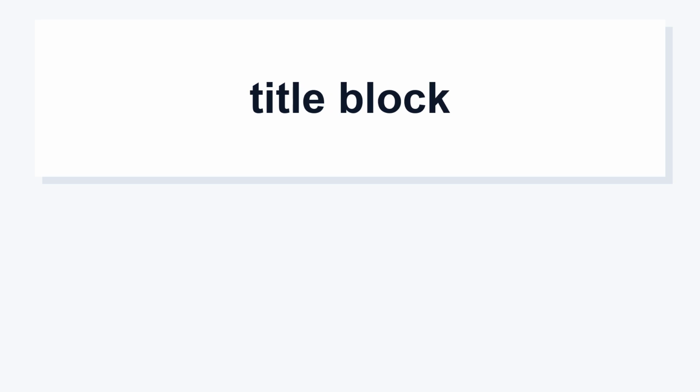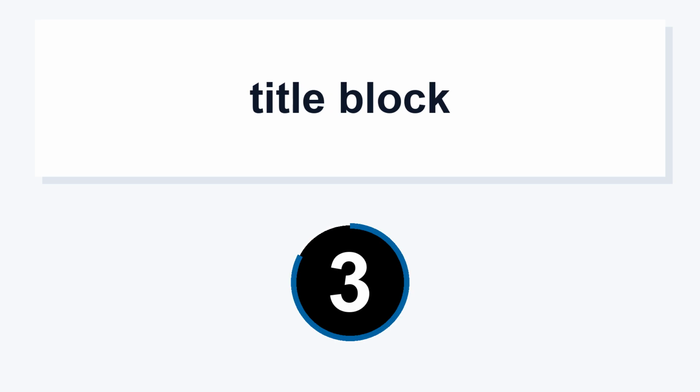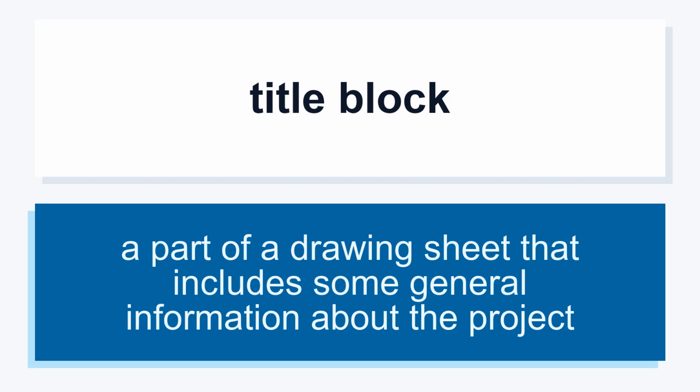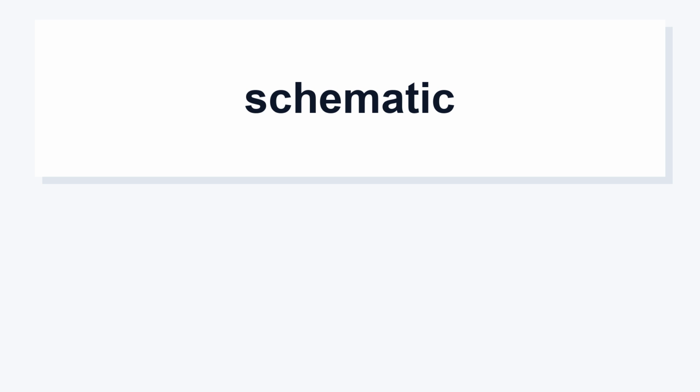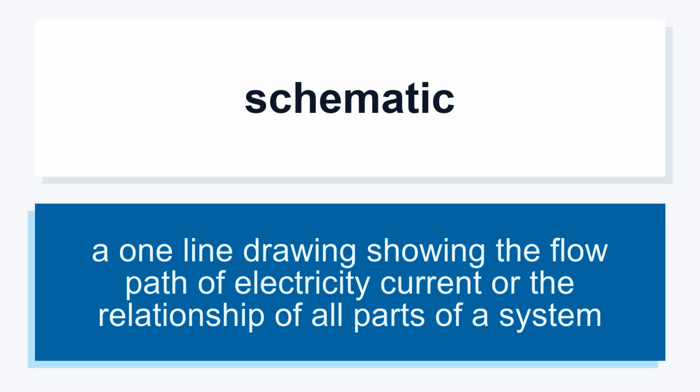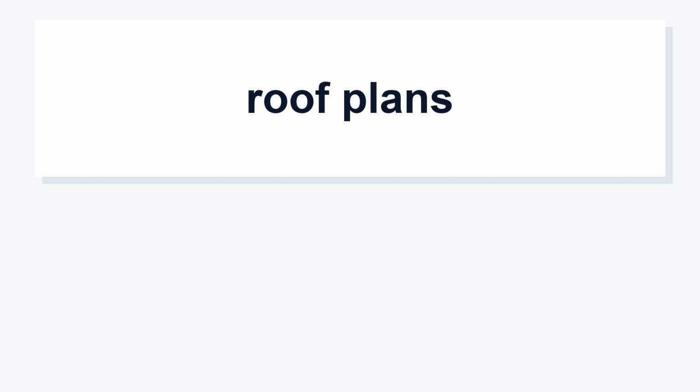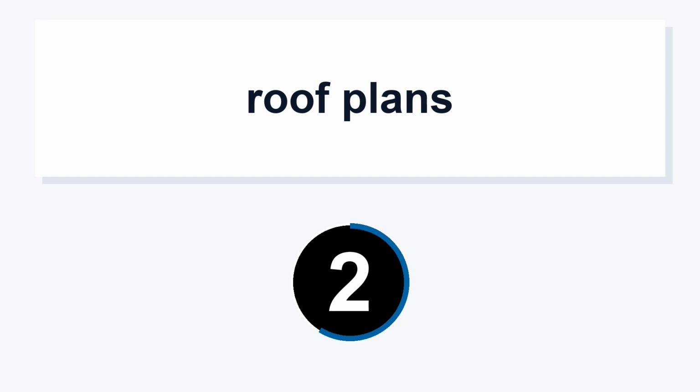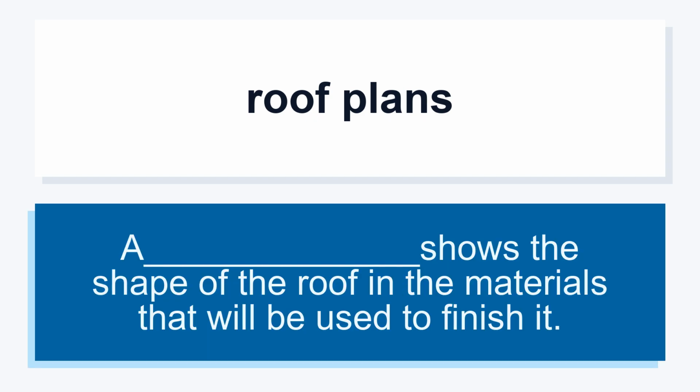Title block. A part of a drawing sheet that includes some general information about the project. Schematic. A one-line drawing showing the flow path of electricity current or the relationship of all parts of a system. Roof plans. A roof plan shows the shape of the roof and the materials that will be used to finish it.